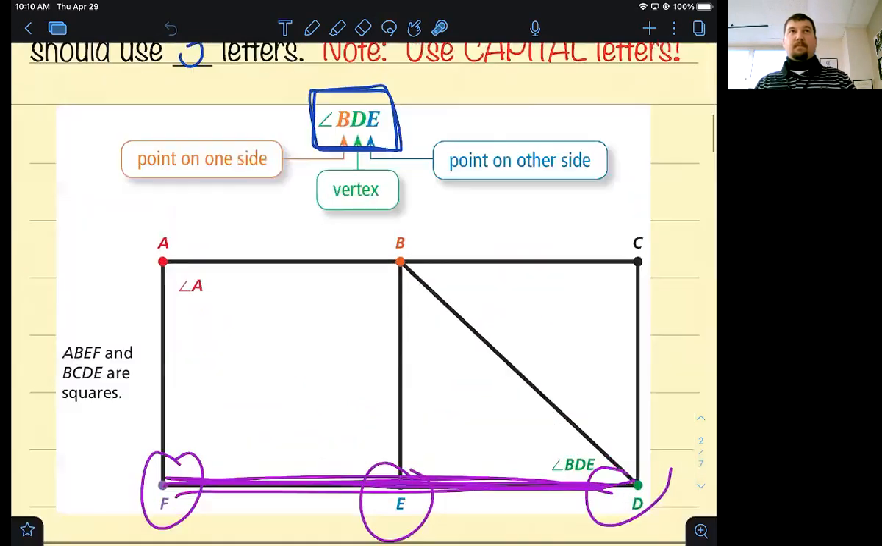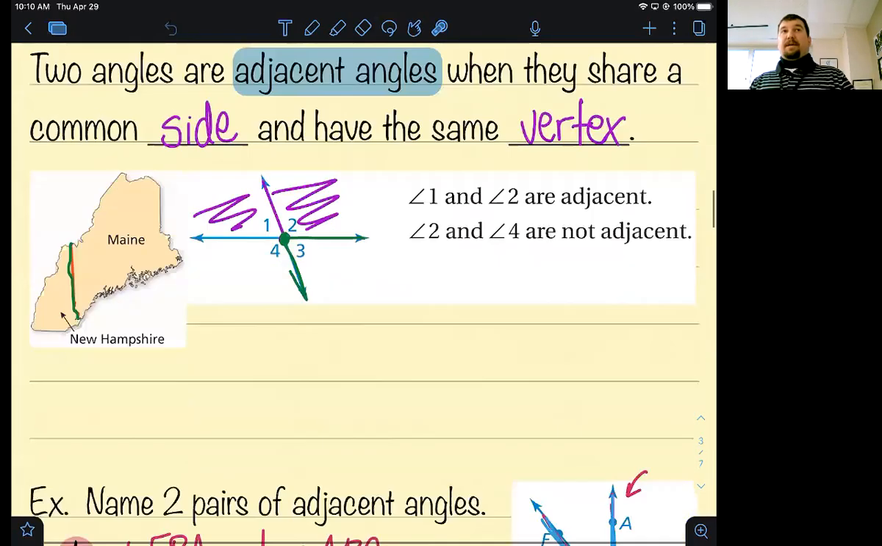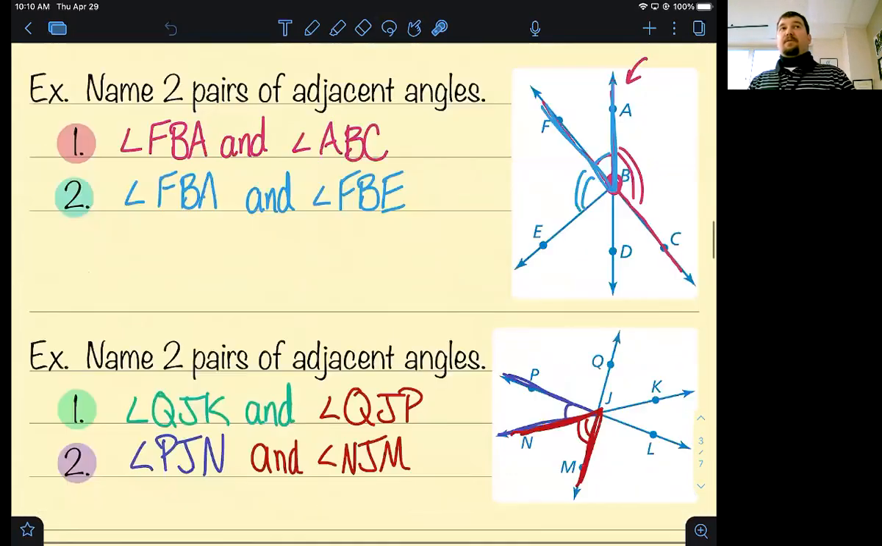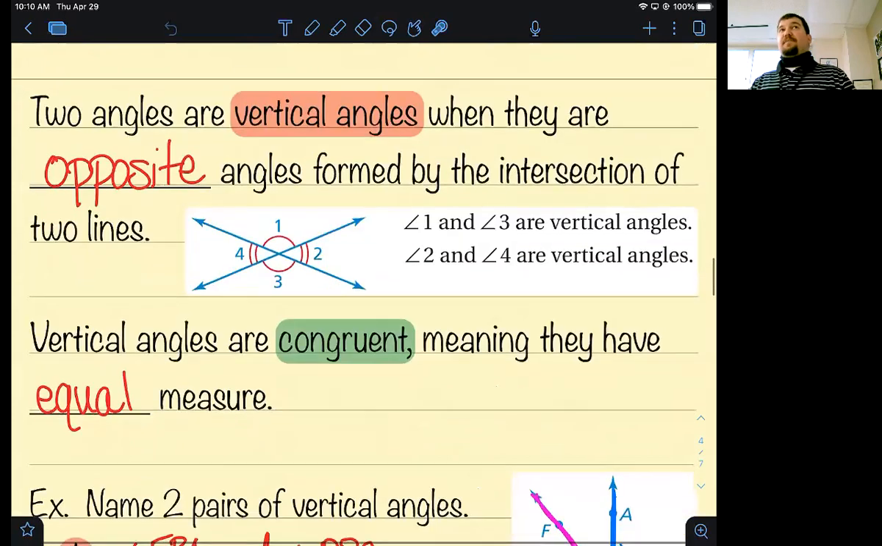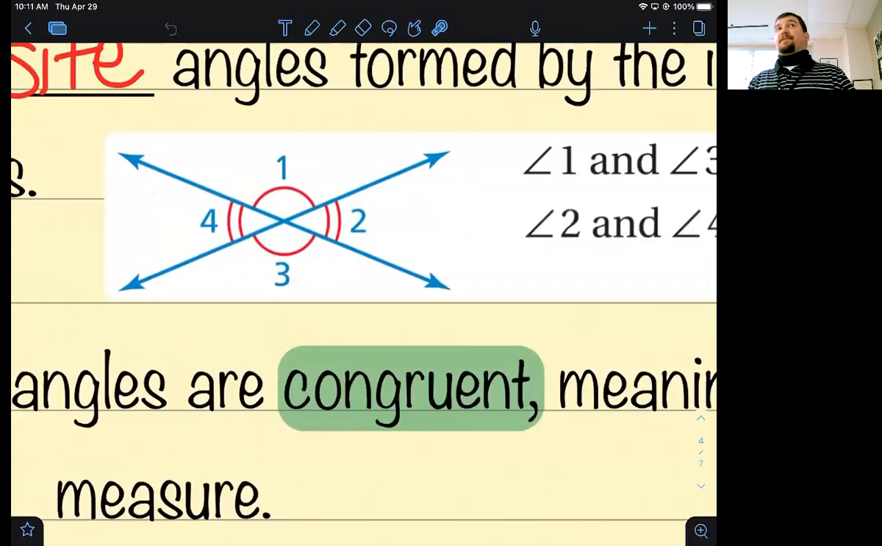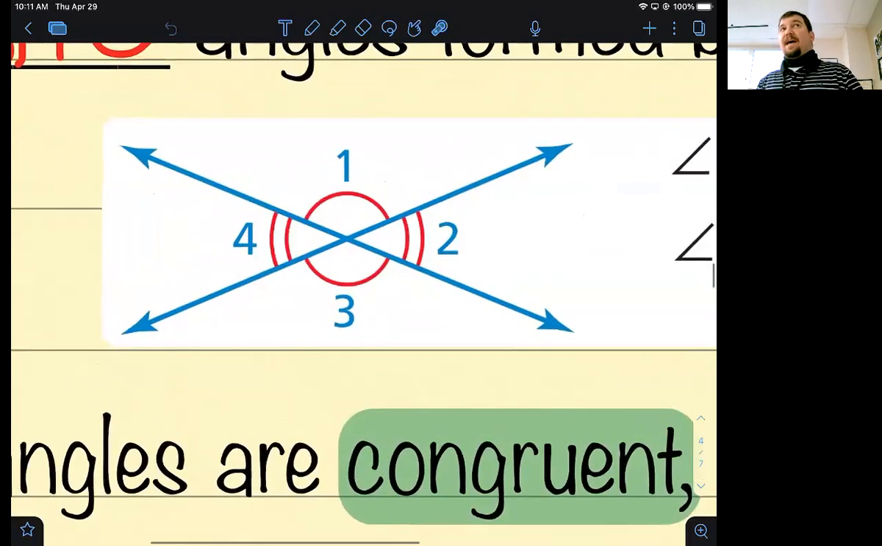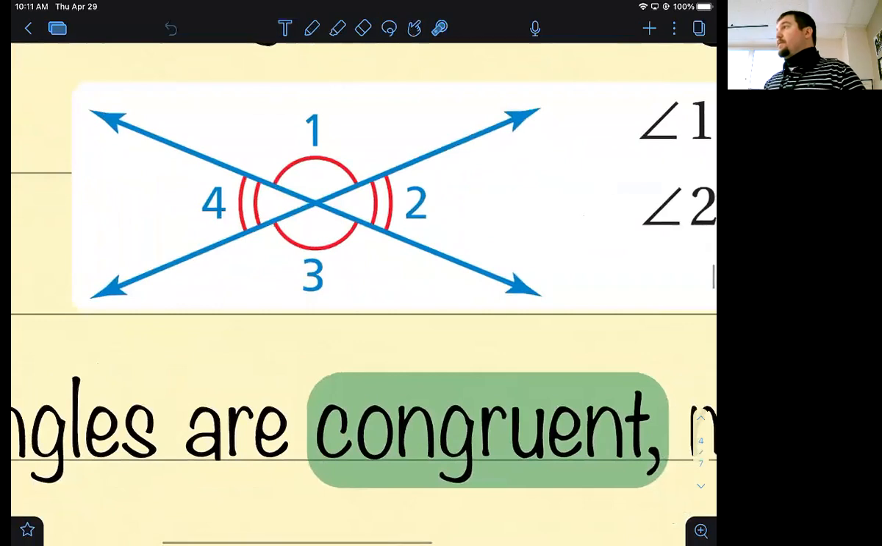Then we talked about vertical angles. Vertical angles are angles that are across from each other. The word we use is opposite from one another. They're opposite, and they're the same size. In math, we call that congruent. 2 things that are the same size, we say are congruent. That means they have equal measure.